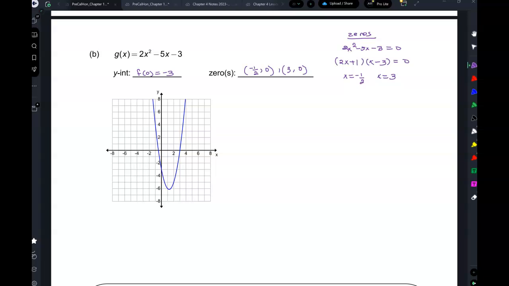For the y-intercept, should we do f of 0 equals negative 3, or should we do 0? No, f of 0. Because you're really looking at the y value, right? It's y equals negative 3. Okay. The y at 0 is negative 3.